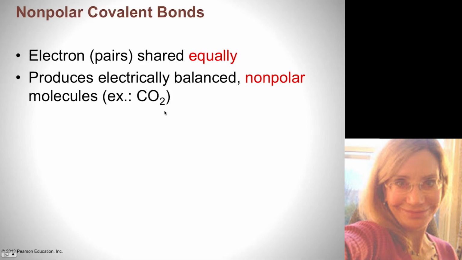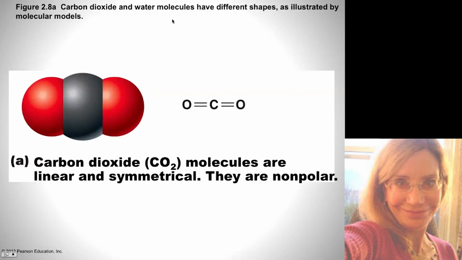And there's another example that they're going to show you, and this is CO2, carbon dioxide. Carbon dioxide and water molecules will have different shapes. You'll see what the water molecule looks like in the next example. But here is carbon dioxide. The gray is the carbon atom, and then the red is representing oxygen atoms. This is called a space-filling model. So these are linear molecules.